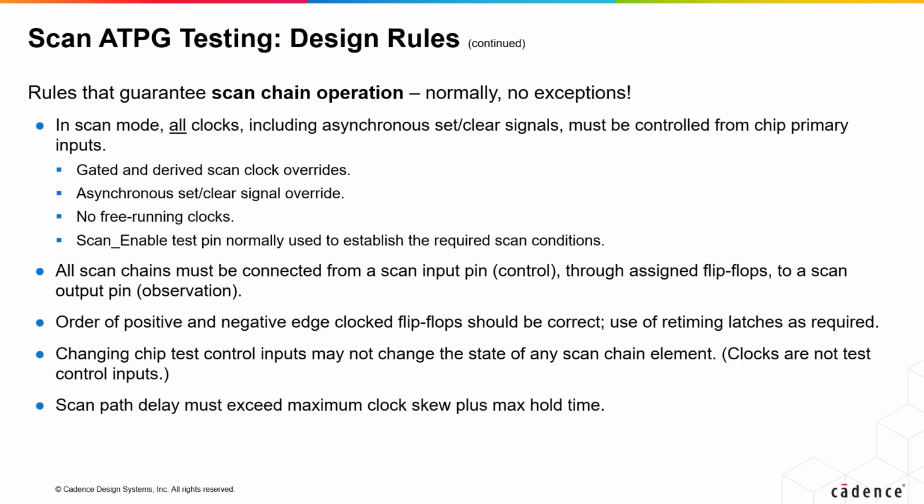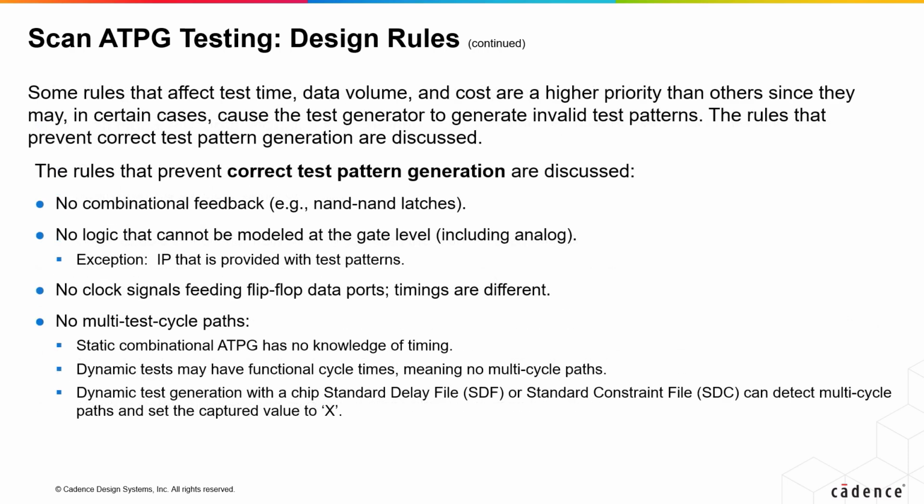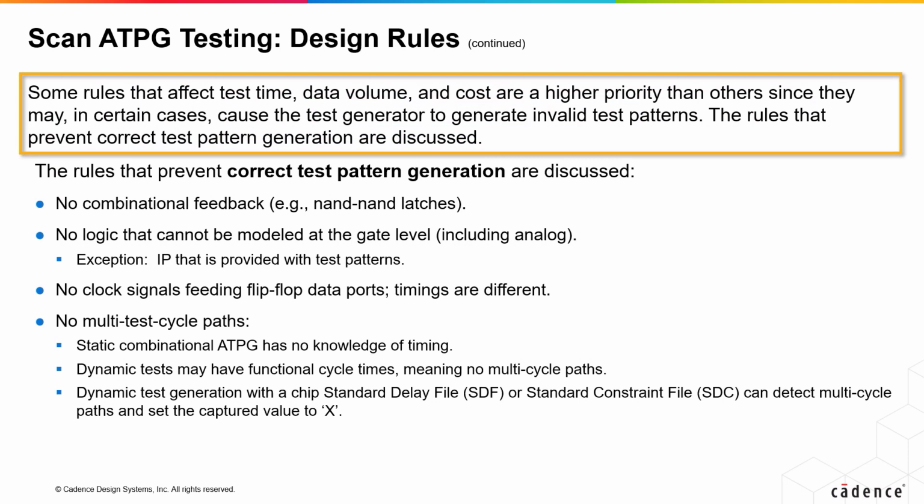These are typical of the rules required to ensure operation of the scan chains, without which the chip cannot be tested. Of the rules that affect test time, data volume and cost, some are higher priority than others since they may, in certain cases, cause the test generator to generate invalid test patterns. Strong structure verification rules checking will detect almost all structural, non-timing, rules violations. In certain situations, the user may choose to ignore the violation, but should ensure that the condition will not, in fact, create bad patterns. Otherwise, time to market will be adversely affected by first silicon debug of patterns, something we believe should not be necessary.